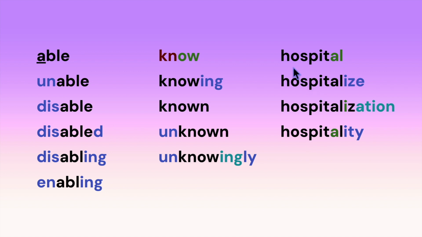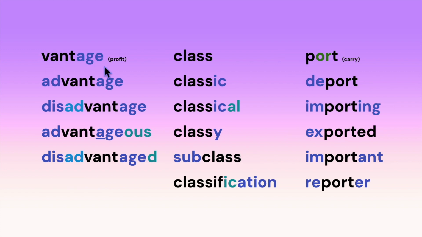I'd like to point out that although the root is hospital with the ul sound here, as soon as we add itty, it becomes hospitality, where this syllable is accented. Here we have a root vantage, which means profit. This right here is actually a suffix, and although the word by itself would be age, the suffix is pronounced more like idge. So we've added a prefix. We have advantage, disadvantage, advantageous. Notice that when we add the us, this A takes on a long A sound.